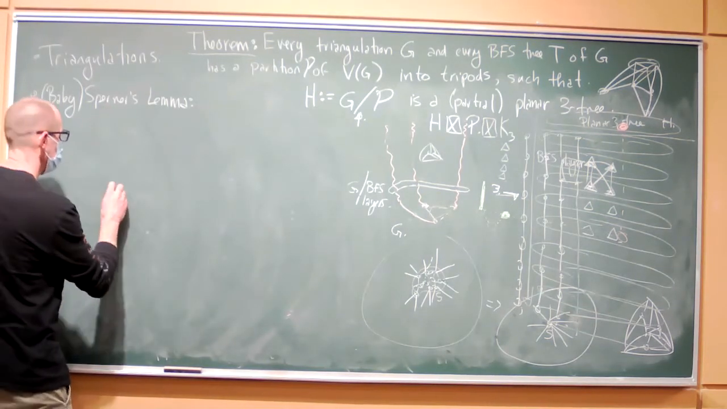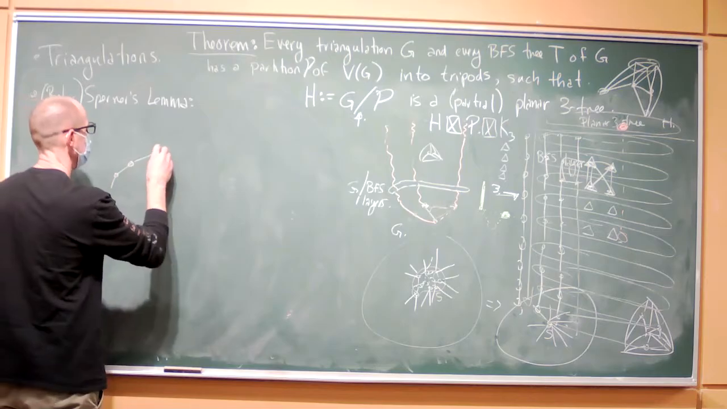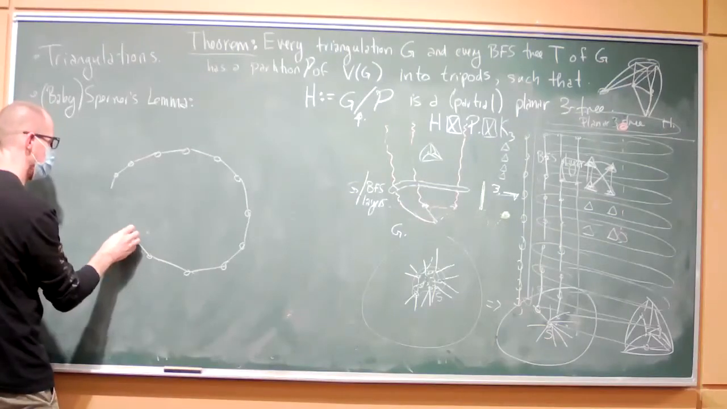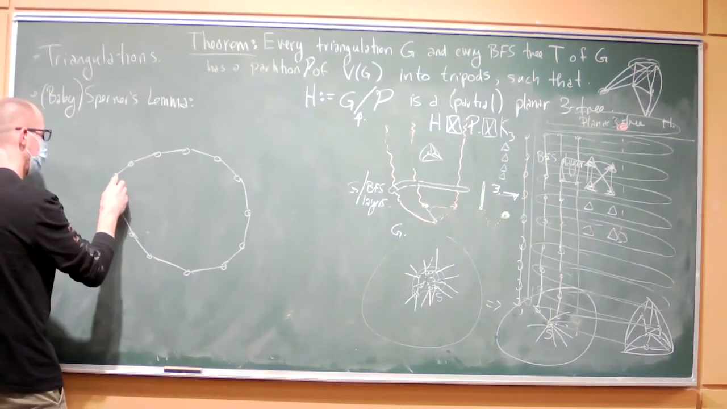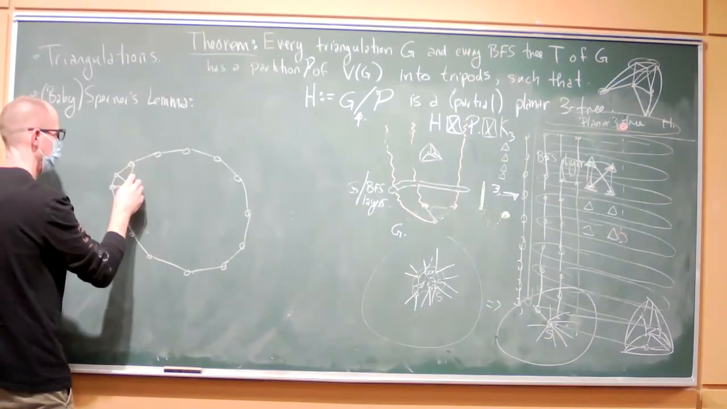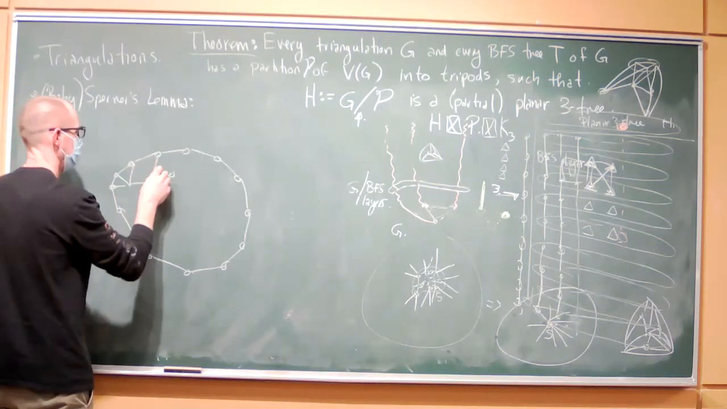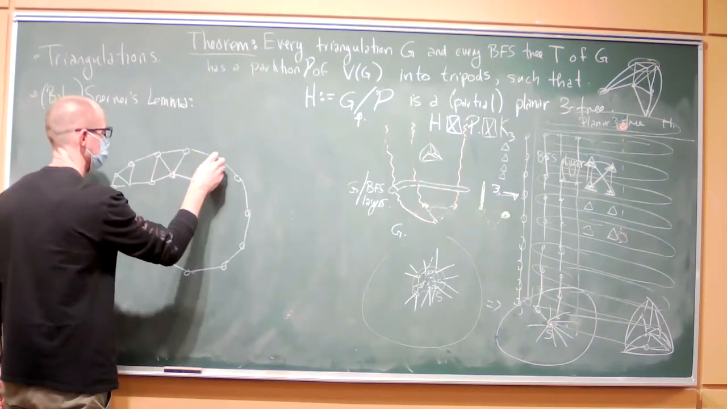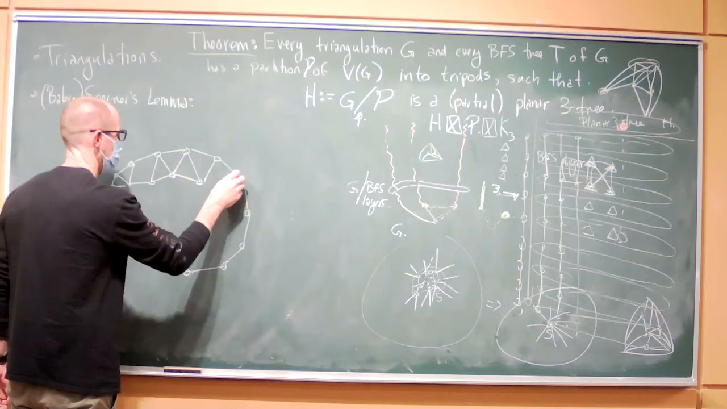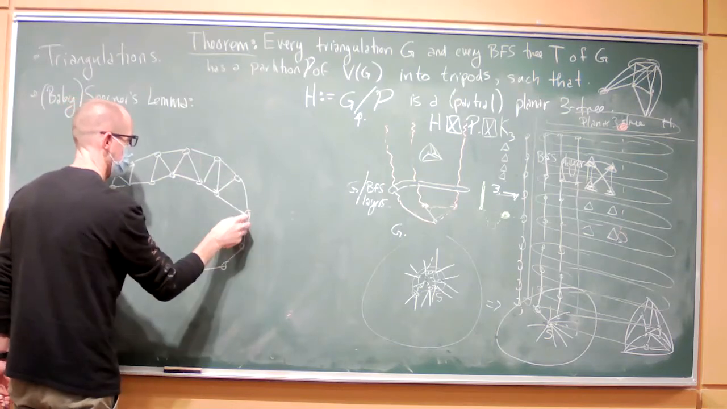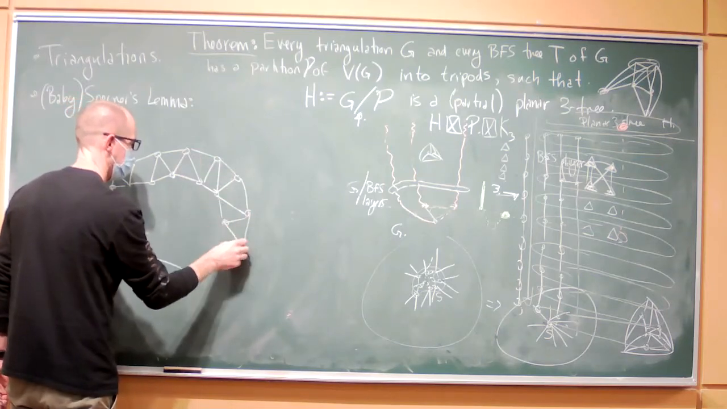So it has to do with what are called near triangulations. What's a near triangulation? Well, it's a graph where every face except one is a triangle.